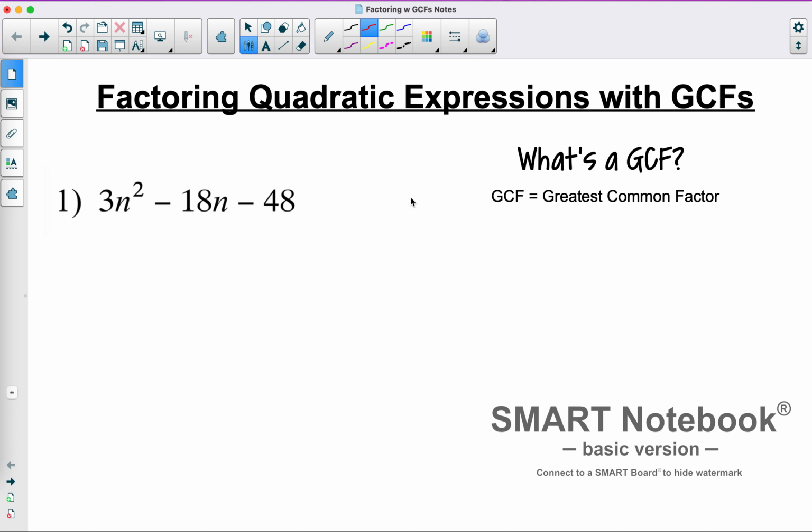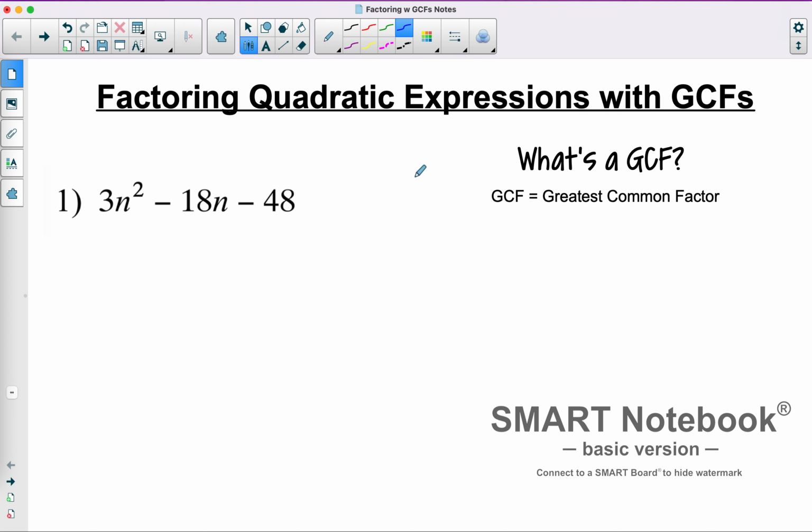So the next part of this is factoring quadratic expressions with a greatest common factor. So the first rule of factoring really is just look for a GCF, because if there is a GCF, you need to factor that out first, and that will usually make the rest of your factoring easier.